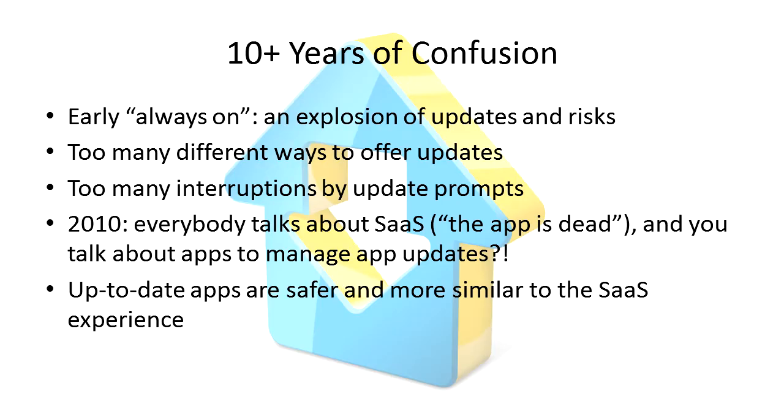So we had 10 years of opportunities with the internet always on, but also 10 years of confusion, in my opinion, because there's been an explosion of many ways to offer updates with the internet, but also with updates came viruses, with the internet always on, increasing risks. So there are different ways to offer updates. We saw them in the video. There is a lot of interruptions.